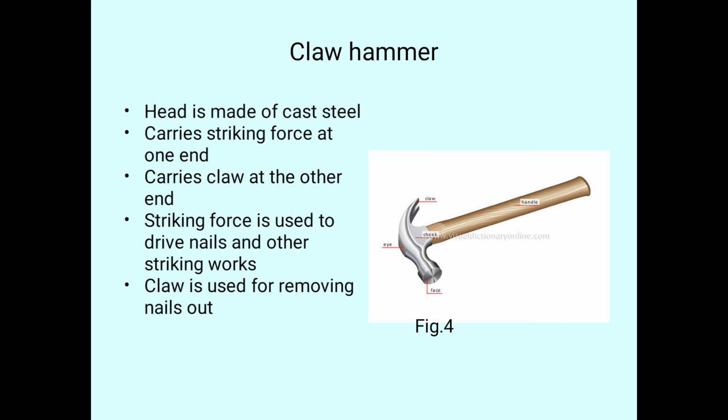Next, the claw is used for removing nails. After driving the nails into the wooden pieces, if some error or deviation occurs, or after completing the job we want to remove the nails, we prefer the claw hammer, so that by using the claw we can remove the nails.